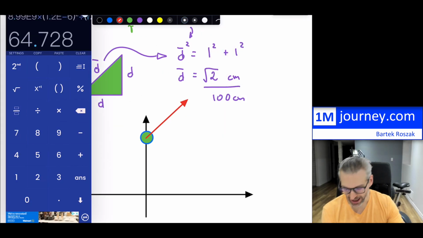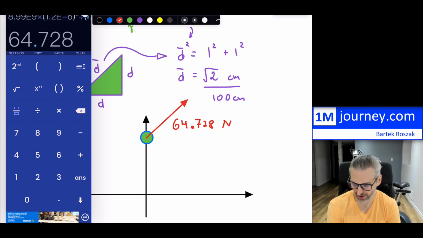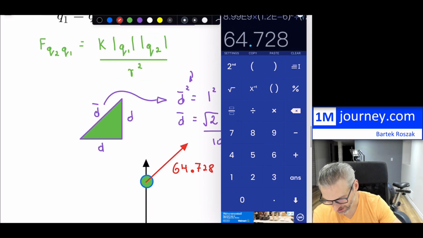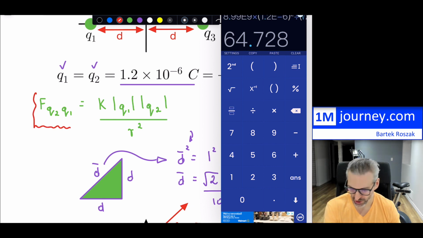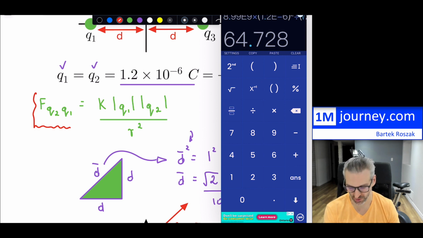I'm going to take out the calculator and punch it in. All right, so now I have what my force is. Let's say this is 64.728 newtons. I'm not going to round anything yet, so this is how I'm going to leave it. This is that first force, coming from Q1 onto Q2. Please remember, we're trying to find what the force is on Q2.